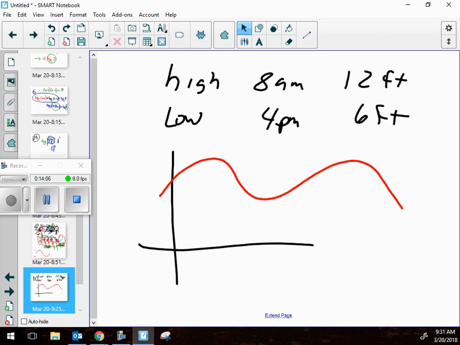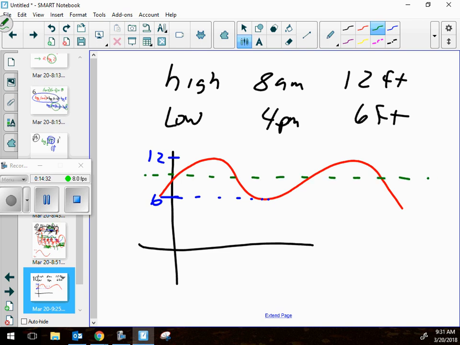Okay, so then I would go on my little graph and ask, what's that high spot? 12 feet. What's this low spot over here, the lowest it goes? 6 feet. Okay. And then what's the important thing that I didn't tell you, but you can calculate? The middle line. And that middle line goes like this. And what would it be at? Well, you just average these two numbers.